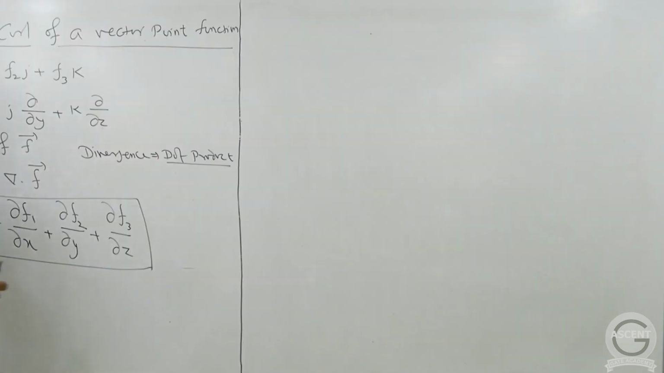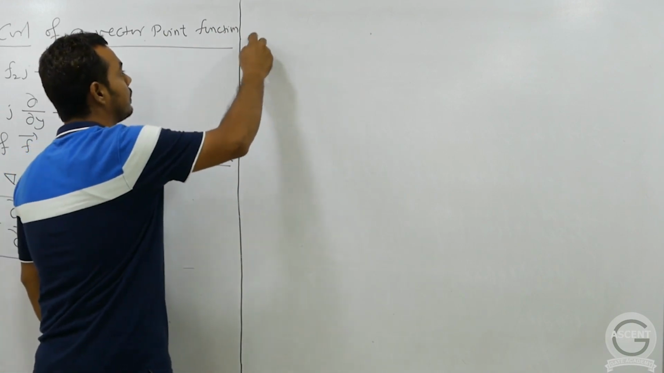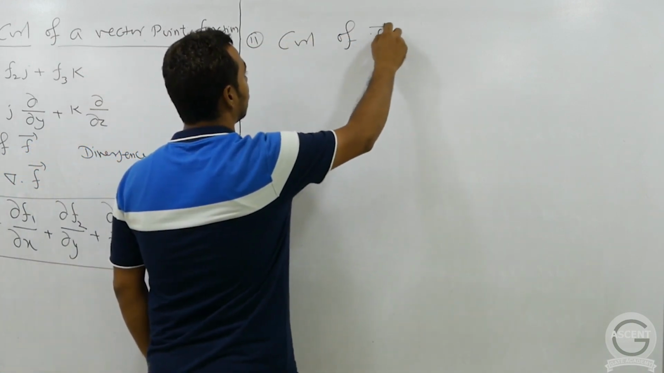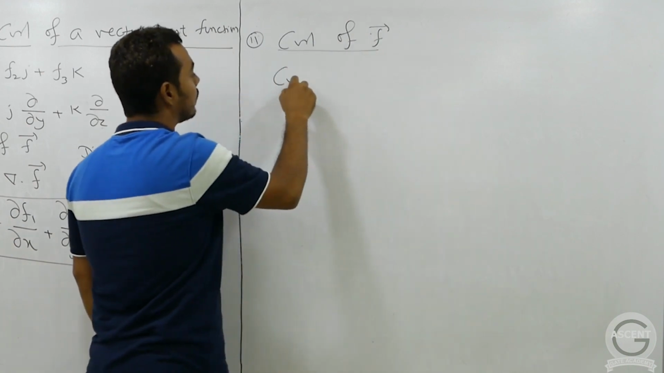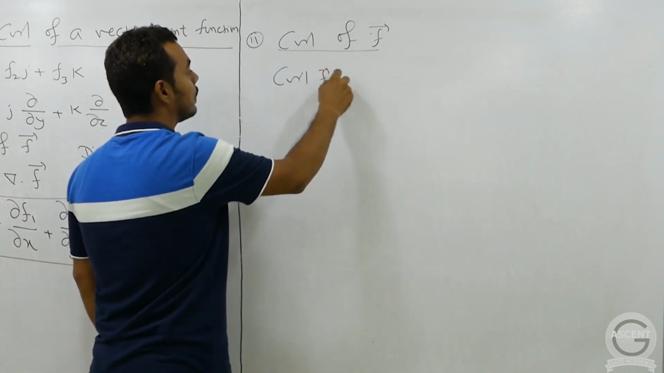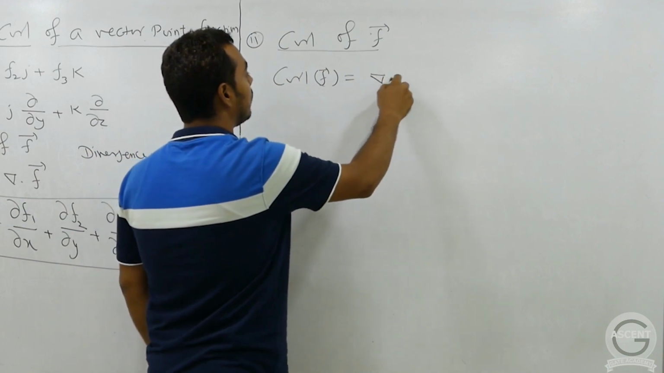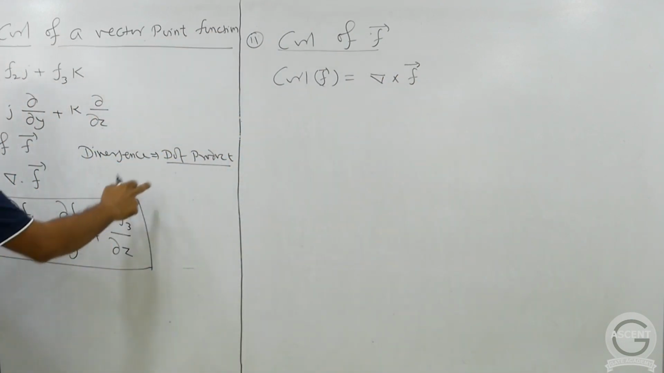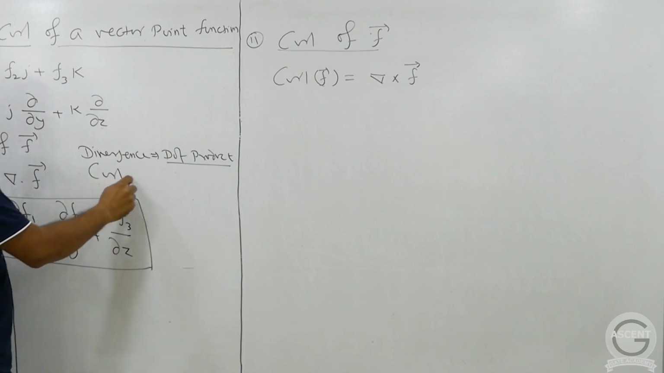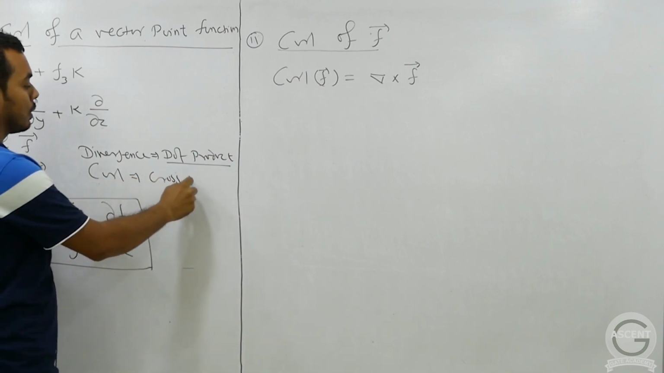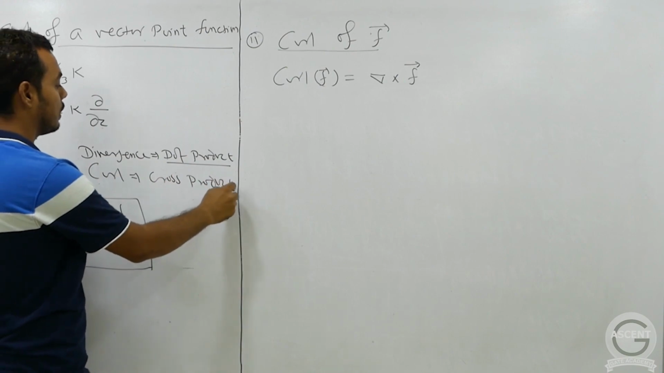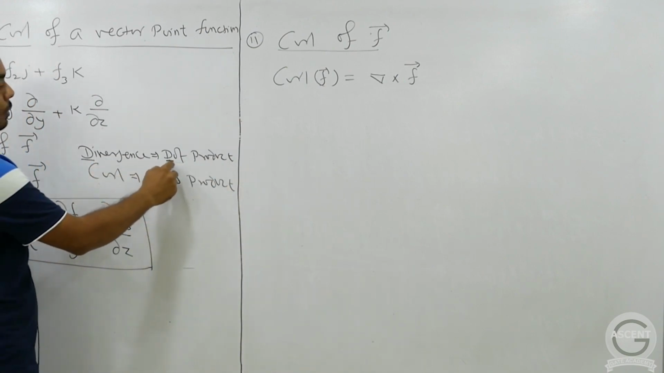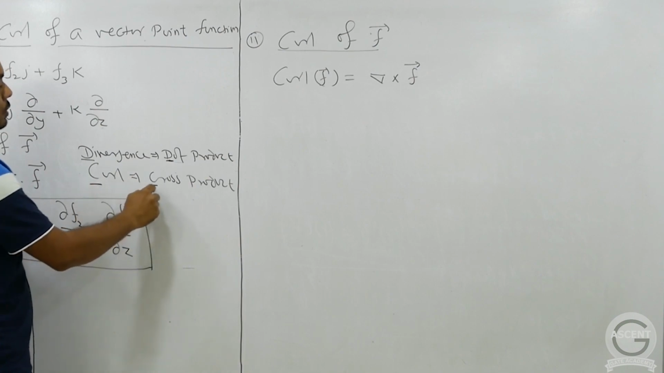Now next we have to see the formula for curl. So if we have to calculate curl of this vector point function f, then curl of f is given by the formula del cross f. Okay, and it is very easy to remember. Divergence was dot product, curl is cross product.